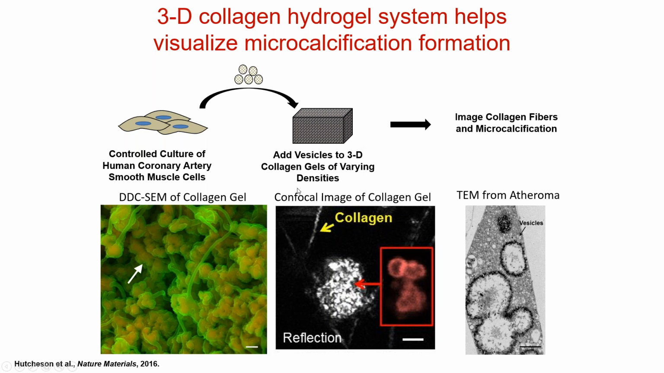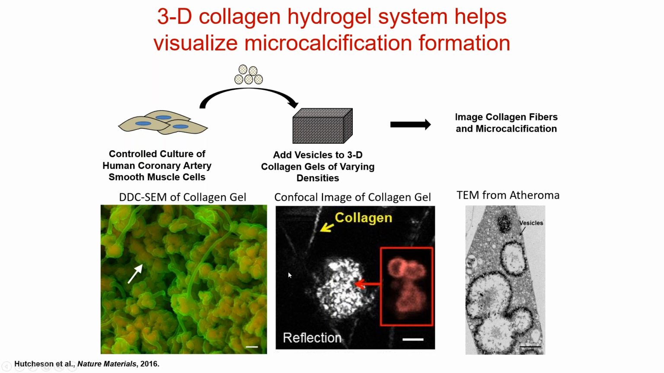We were able to image the calcifications that formed and showed really nicely. So this is another one of those density-dependent color SEMs that I showed you before. That was from the human tissue. This is from our hydrogel. The structures that formed, at least just visually, were strikingly similar.